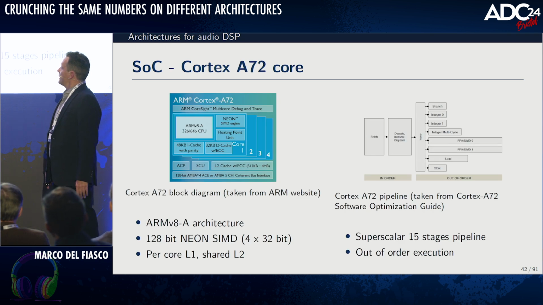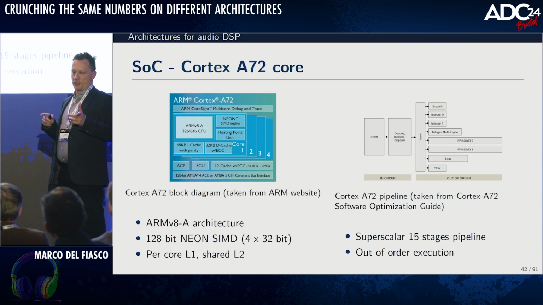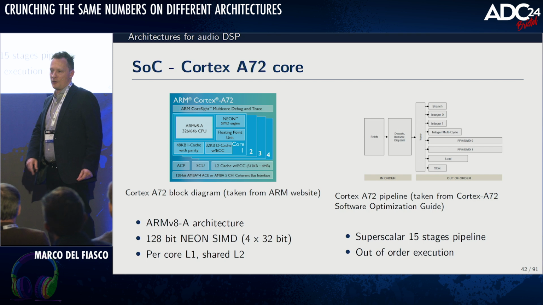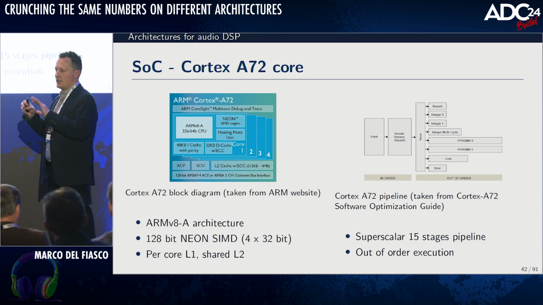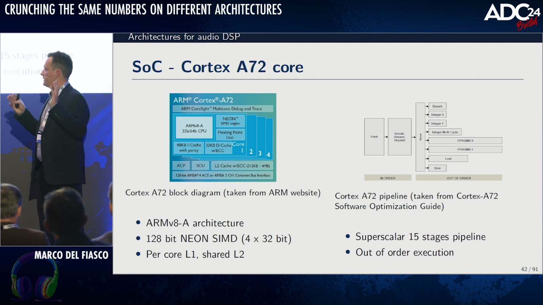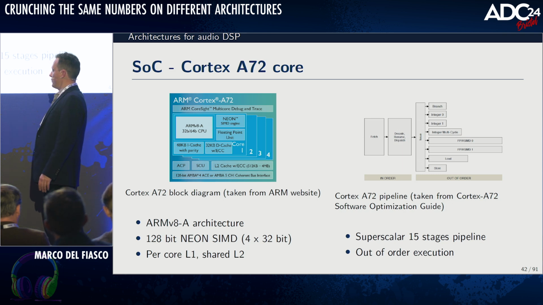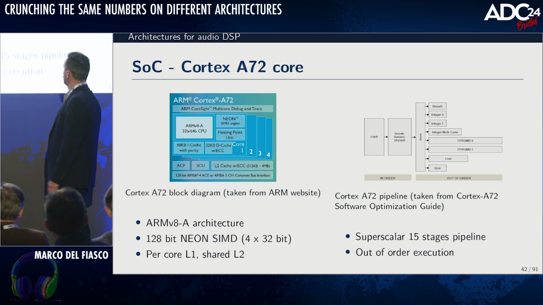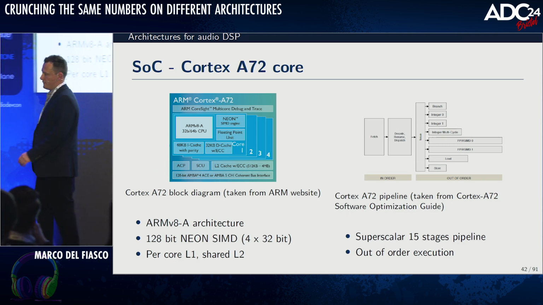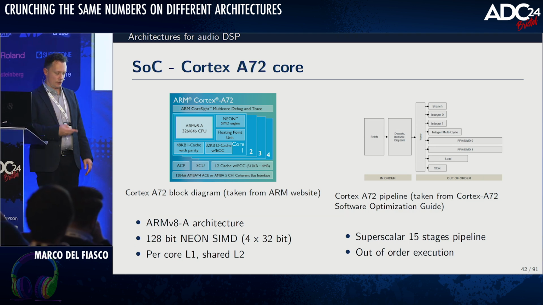This is the Cortex-A72 core we have in the Raspberry Pi. So it's a quad-core processor. It has 128-bit NEON SIMD. So the SIMD capability of the processor is to have 4 single-precision words executed in the same number of cycles as one. And it has a per-core level 1 memory, but a shared level 2. The pipeline this time is superscalar, 15 stages, but it's out of order.